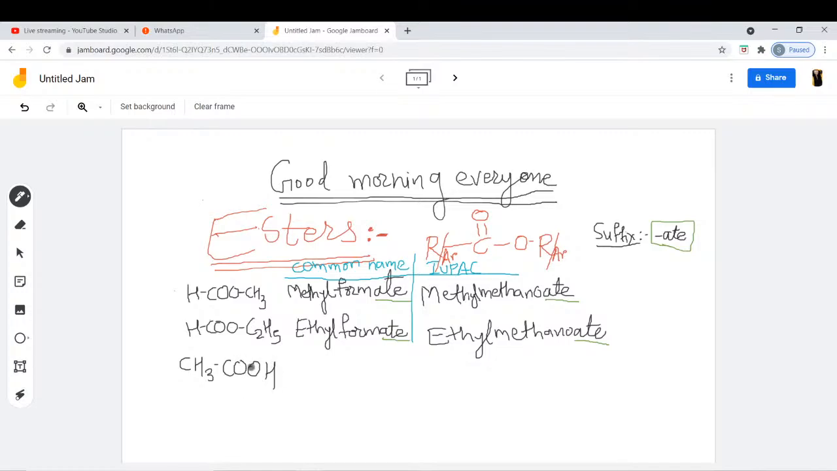In my previous lecture we saw the common and IUPAC names of carboxylic acids. You know this is acetic acid in common name. Just see the notes. This is acetic acid, so its ester will be acetate. And the two carbon acid is called ethanoic acid, so its ester is ethanoate.